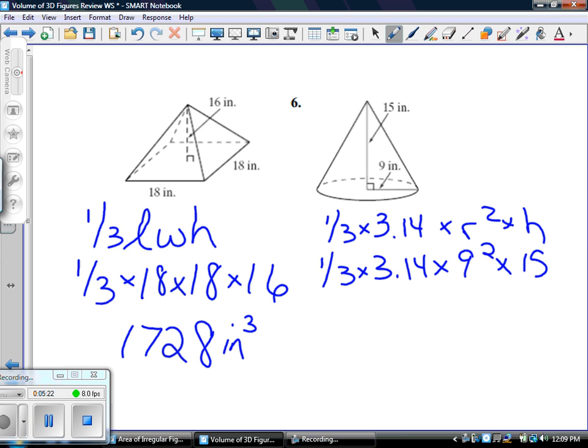And if I was to do this calculation, what I would expect you to see is 1,271.7 inches cubed as a final answer rounded to the nearest tenth.